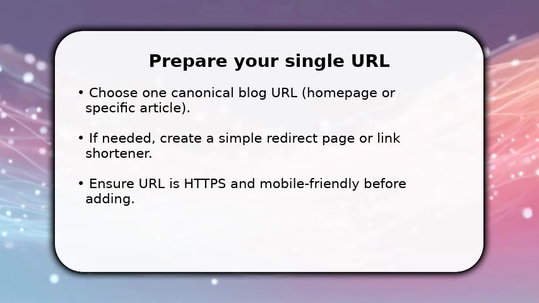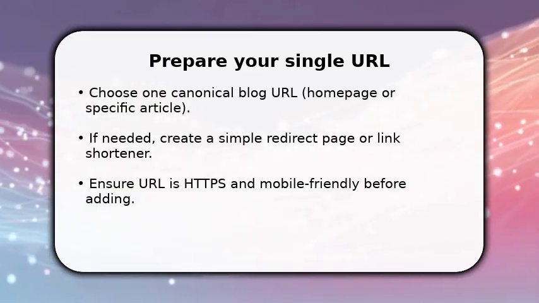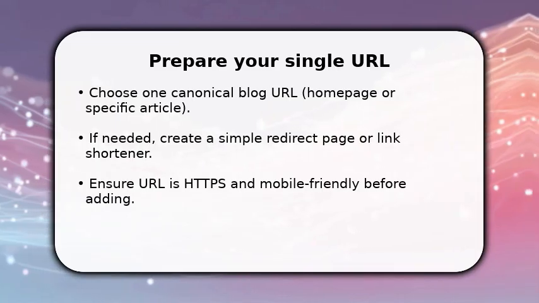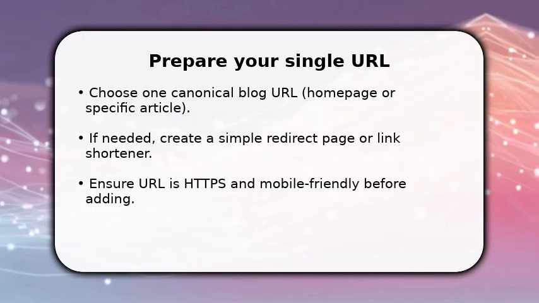You start by picking one canonical blog URL to feature in your Instagram bio. You cannot add multiple clickable links. Once chosen, test it on mobile because Instagram opens links in app.